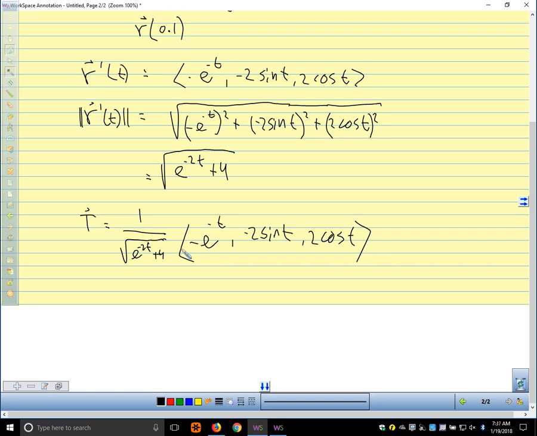All right. So T, our unit tangent vector at time 0, is going to be this at t equals 0, which becomes 1 over square root of 5.